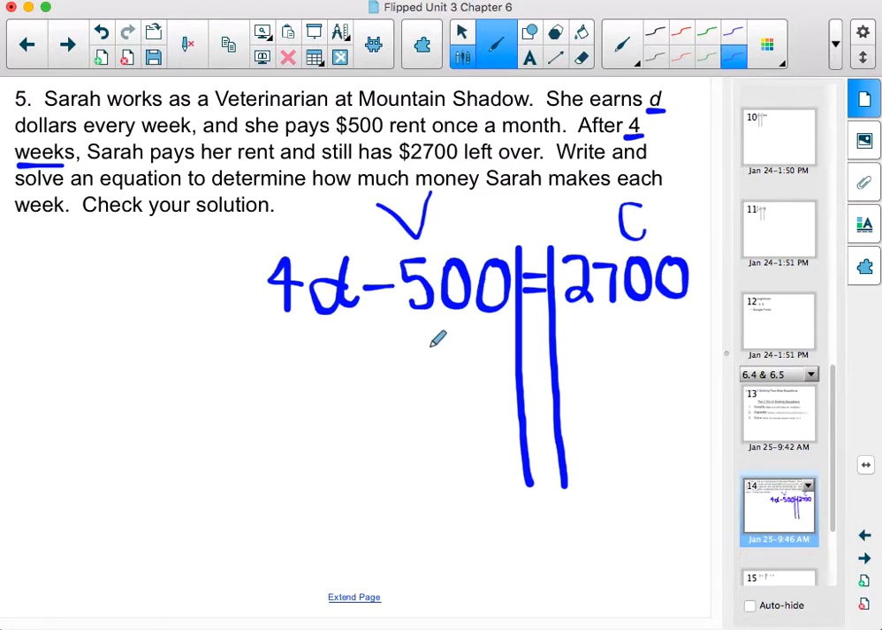On the variable side, I take a look and I say, okay, which of these terms does not belong on the variable side? Well, 4D has a variable in it, so that obviously belongs here. My next term, the minus 500, that's not a variable term. So I want to get rid of this minus 500 so that it's on the correct side. To get rid of a minus 500, I have to do the inverse operation, which is to add 500. And you and I both know that if we add 500 to the left side, we have to keep it balanced and add 500 to the right side.